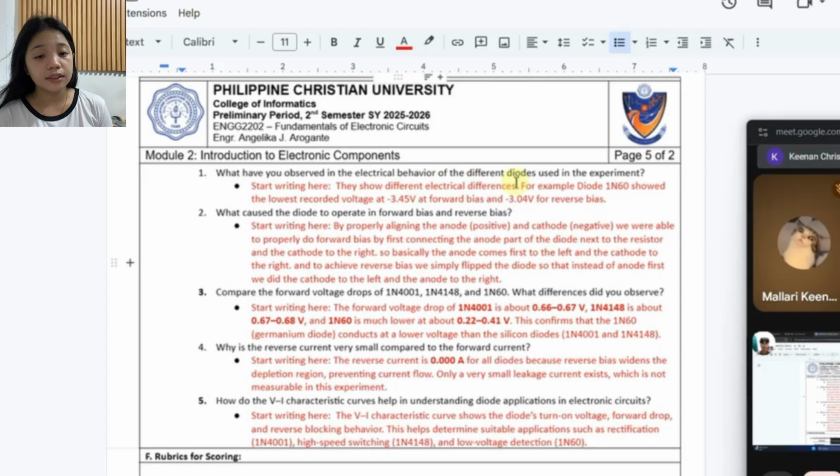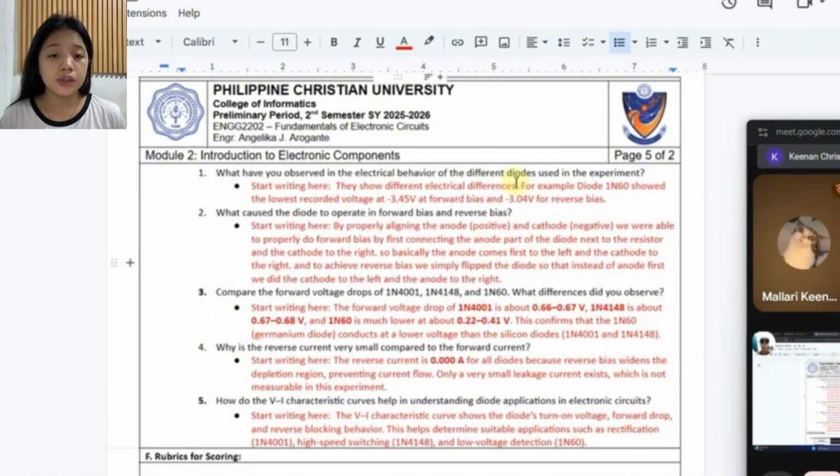On the other hand, to achieve reverse bias, we simply flip the diode. Meaning, the cathode is connected to the positive and the anode is on the negative side. Since the polarity of the diode terminals is reversed, the current flow is blocked. So in short, the reason the diode becomes forward or reverse biased is the polarity of the power source and the orientation of the diode in the circuit or breadboard.